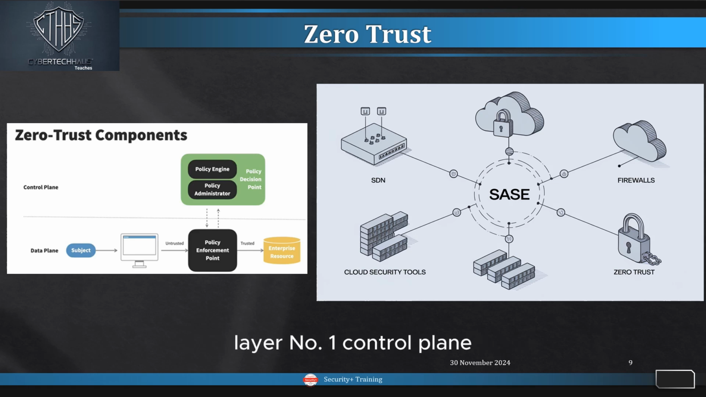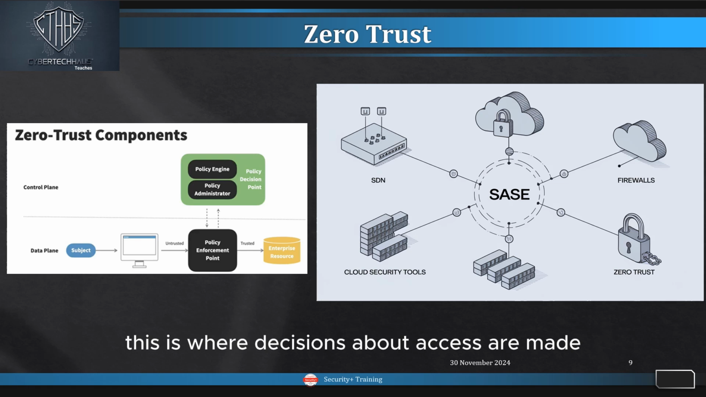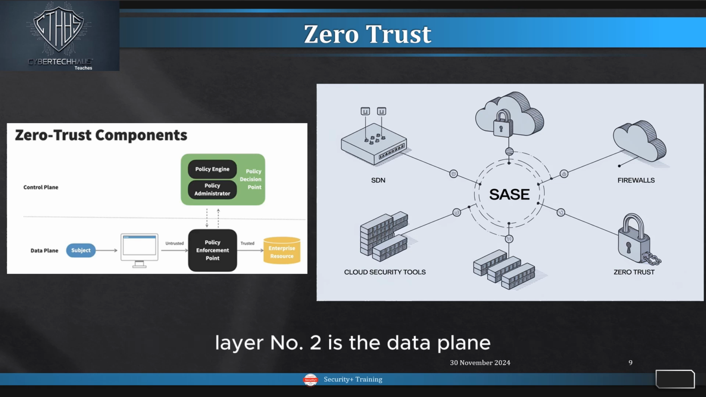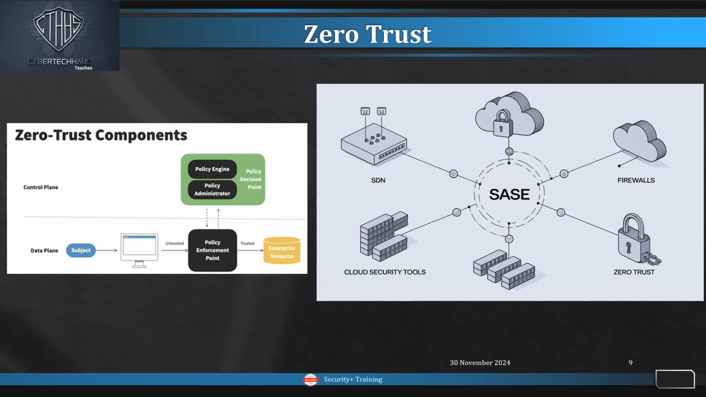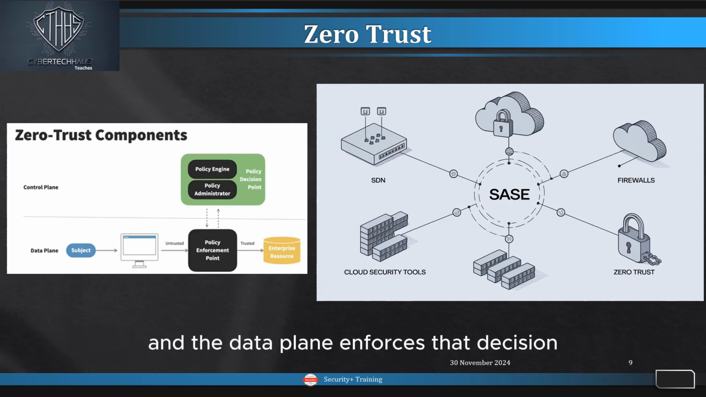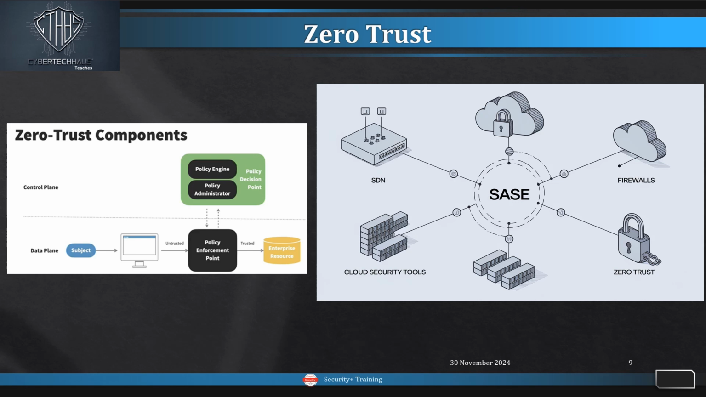Layer number 1, control plane. This is where decisions about access are made. Layer number 2 is the data plane. This is where access is granted based on those decisions. The control plane decides whether a user should access something, and the data plane enforces that decision.